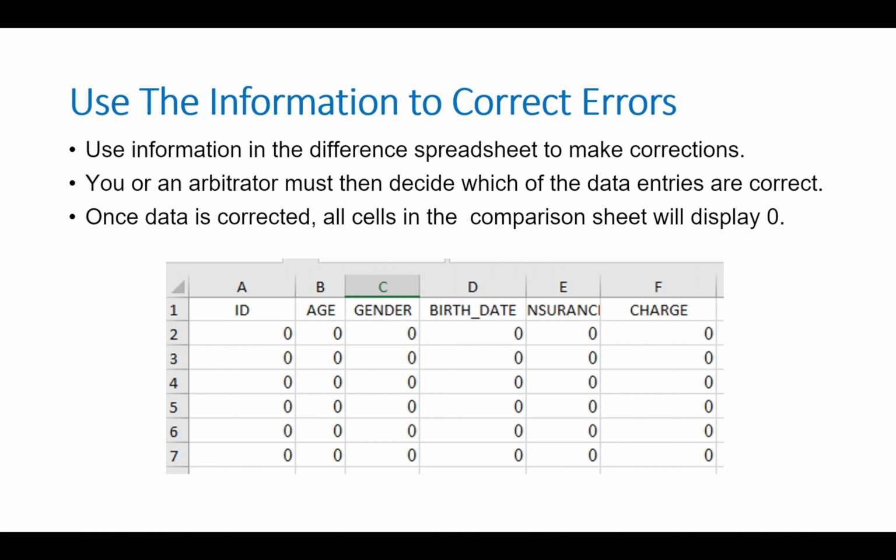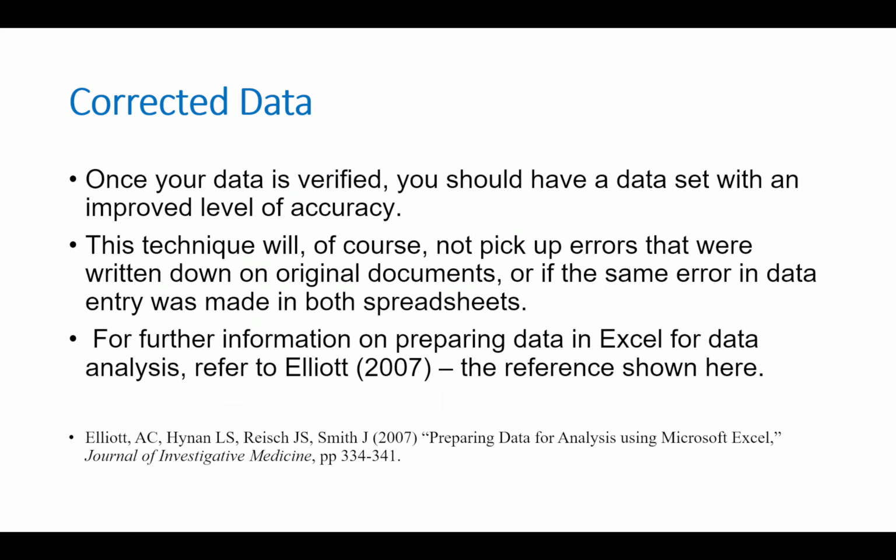Nevertheless, once the data is corrected, all the cells in the comparison sheet will display 0. Once you get to this point, then you feel good that the data in sheet 1 and sheet 2 match. Now, once your data is verified like this, you should have a data set with an improved level of accuracy.